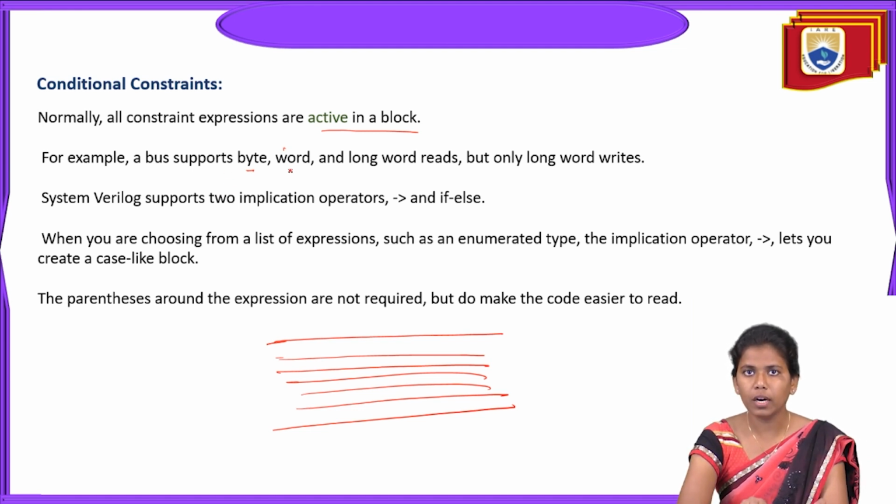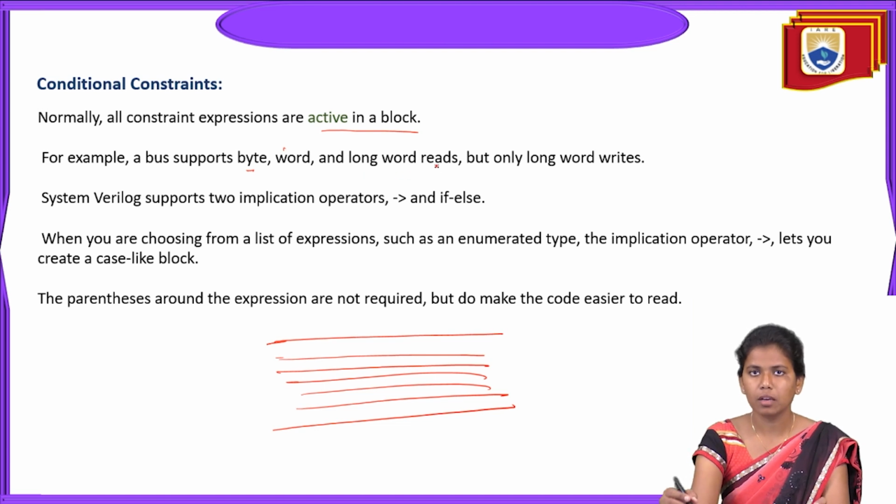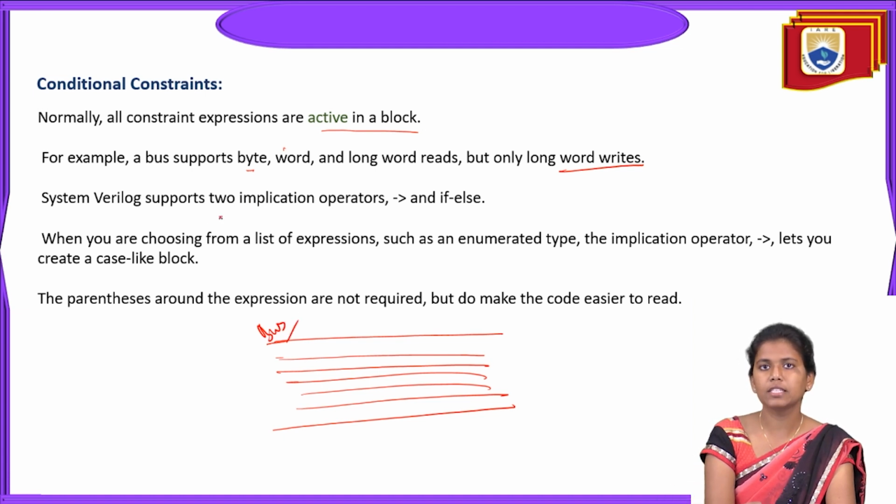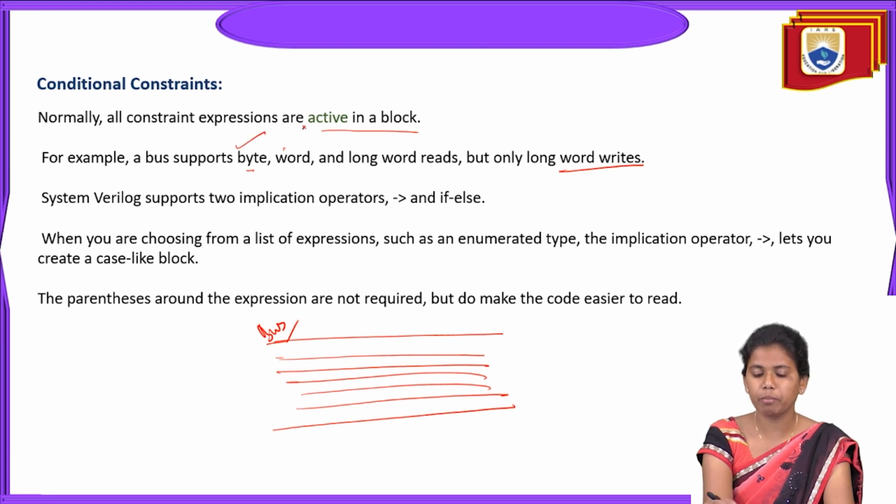So byte, word and long word reads, but only long word writes. Here, for example, this is the conditional constraints we are talking about. In the conditional constraints, we are considering a bus. So what does this bus do? It has wires that help us get the byte, word and long word.